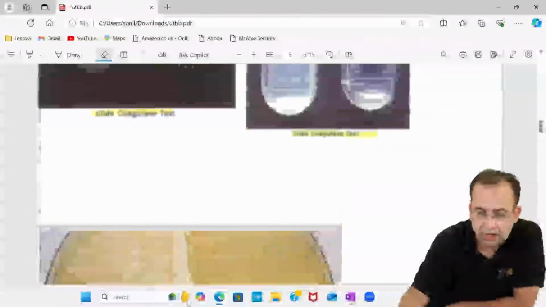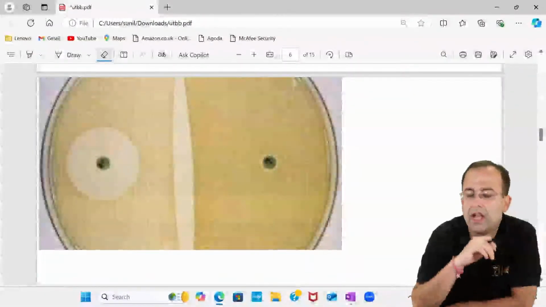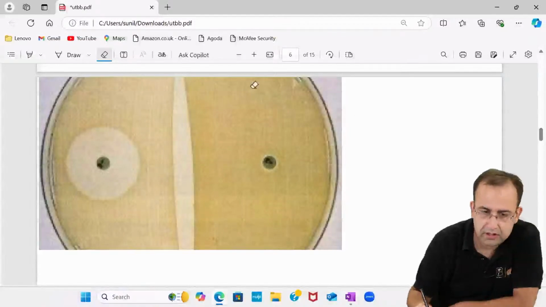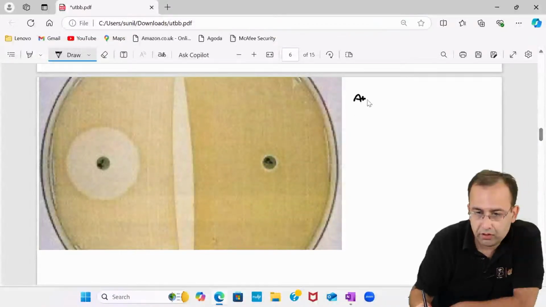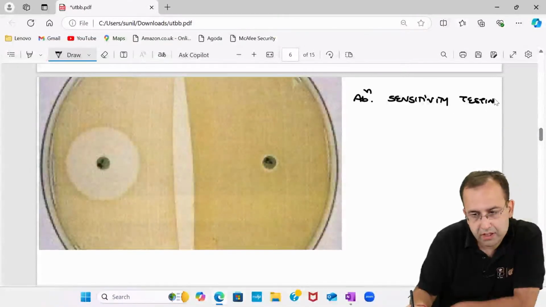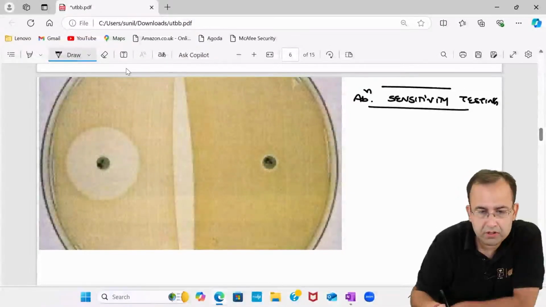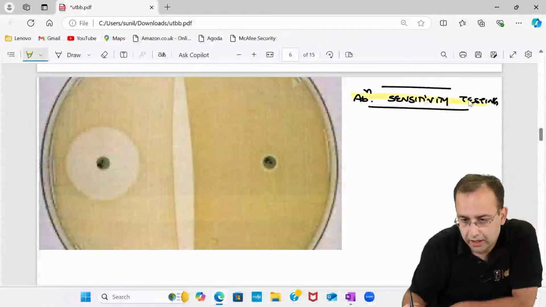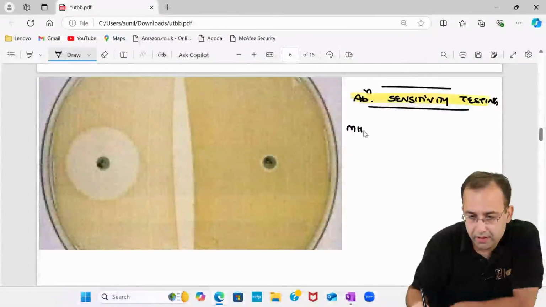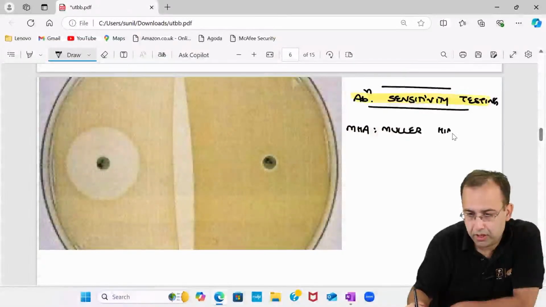Have a look. This is antibiotic sensitivity testing, the disc diffusion method. Which is the culture medium used? Muller-Hinton agar. We use MHA, that is Muller-Hinton agar, for antibiotic sensitivity testing.